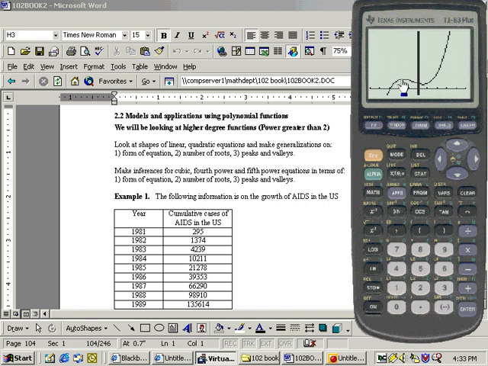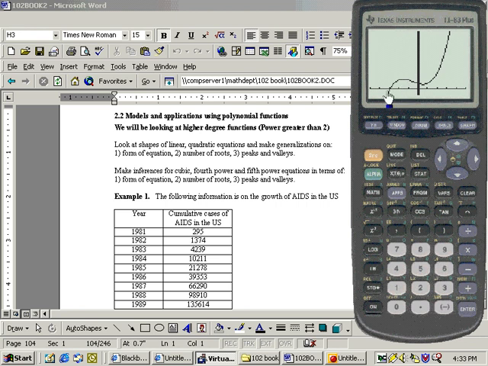Now this is not an absolute max. For example, if your domain went farther out here, this spot is definitely higher than this spot. Okay, so you need to check your endpoints when you do a restricted domain. And that's a later video, but it's an important one.